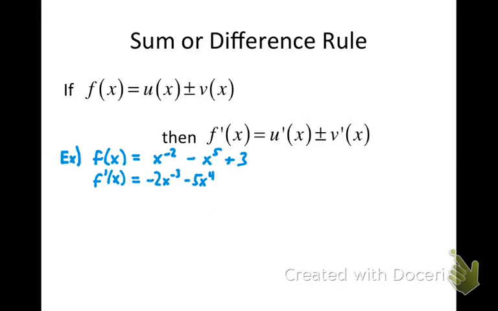And then if you wanted to, you could rewrite this in simplest form, but the point was to differentiate each term when differentiating a sum or a difference. And here you'll get negative 2 over x cubed minus 5x to the 4th power.